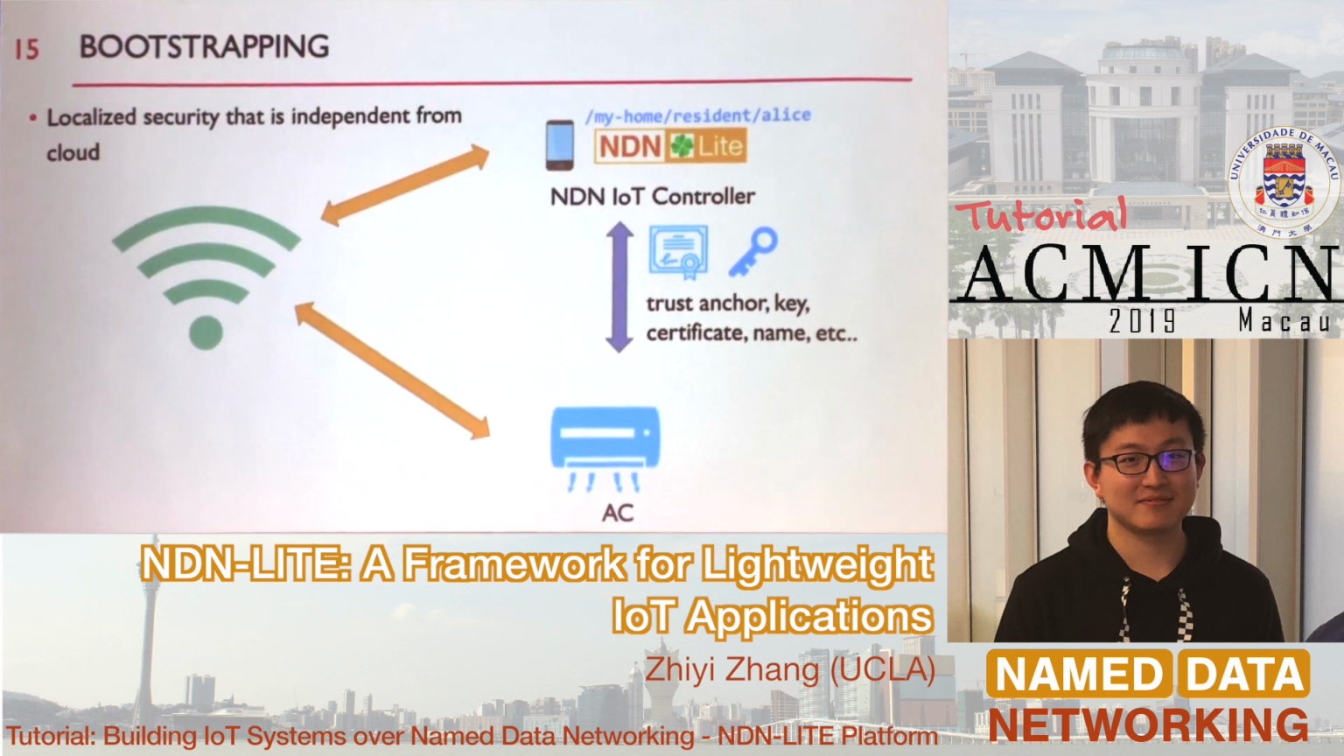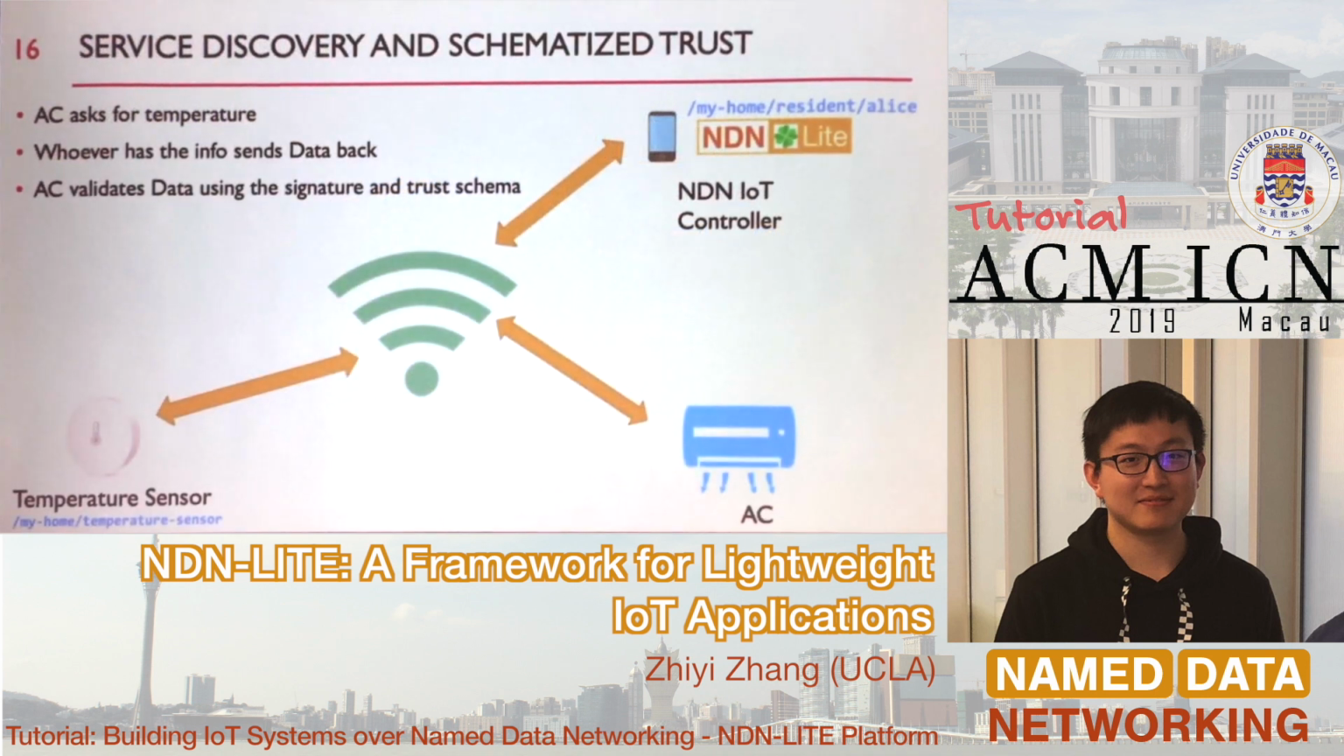First is to let the AC install the home IoT trust anchor. So this is a certificate. The second is to let the AC obtain its own identity certificate. So with this identity certificate, other devices can recognize this AC as a new home member.